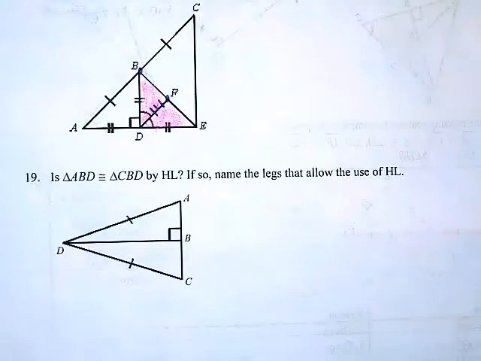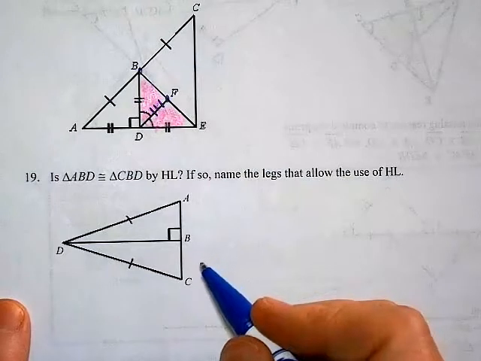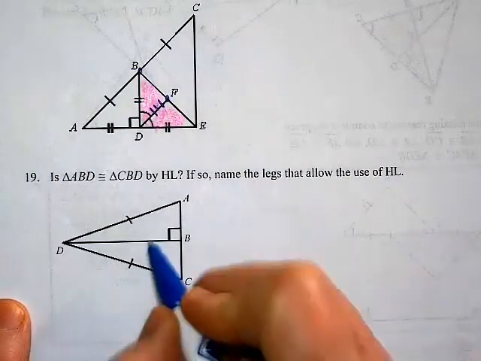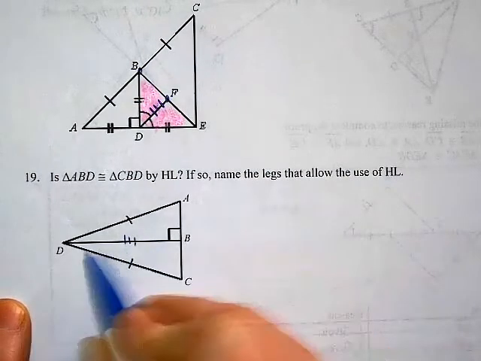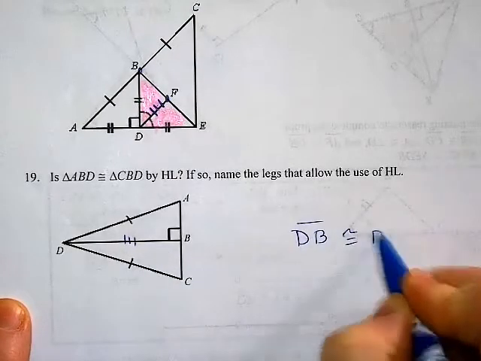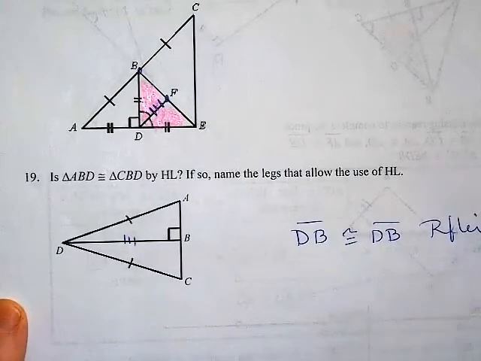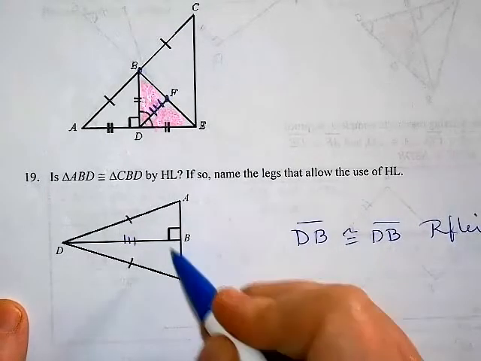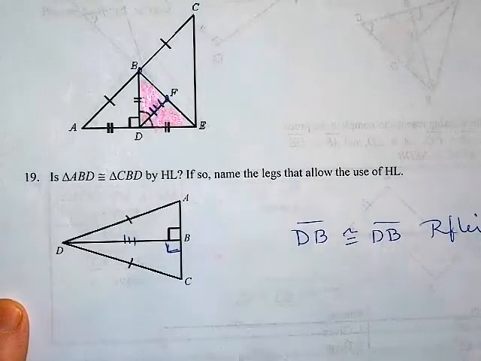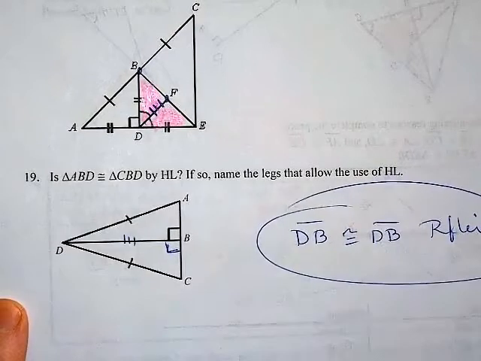19 says ABD is congruent to CBD by HL. Is it congruent by HL? Okay, we know that DB is congruent to itself by what property? Reflexive property. So we know these are right triangles. Do we have a hypotenuse and a leg? Yes. Name the leg. We just named it. It's DB.